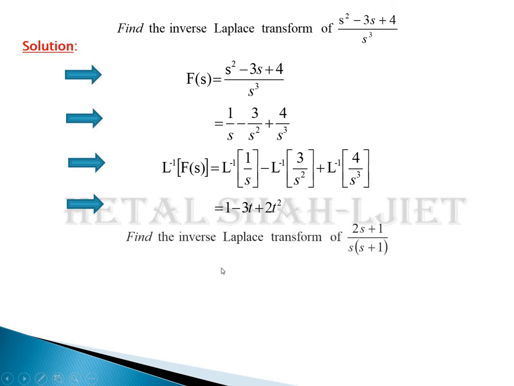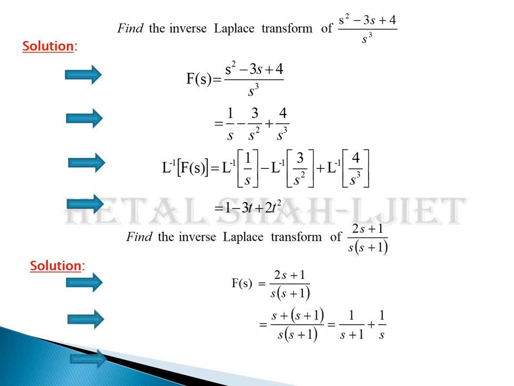Okay, let's check one more example. Find the inverse Laplace transform of 2s plus 1 upon s into s plus 1. So f of s is 2s plus 1 upon s into s plus 1. So 2s we keep as s plus s. So s plus s plus 1 upon s into s plus 1. And here if we keep s plus 1 in the bracket, by individual division, s upon s into s plus 1 is 1 upon s plus 1, and s plus 1 upon s into s plus 1, by cutting both the brackets, we get just 1 by s.